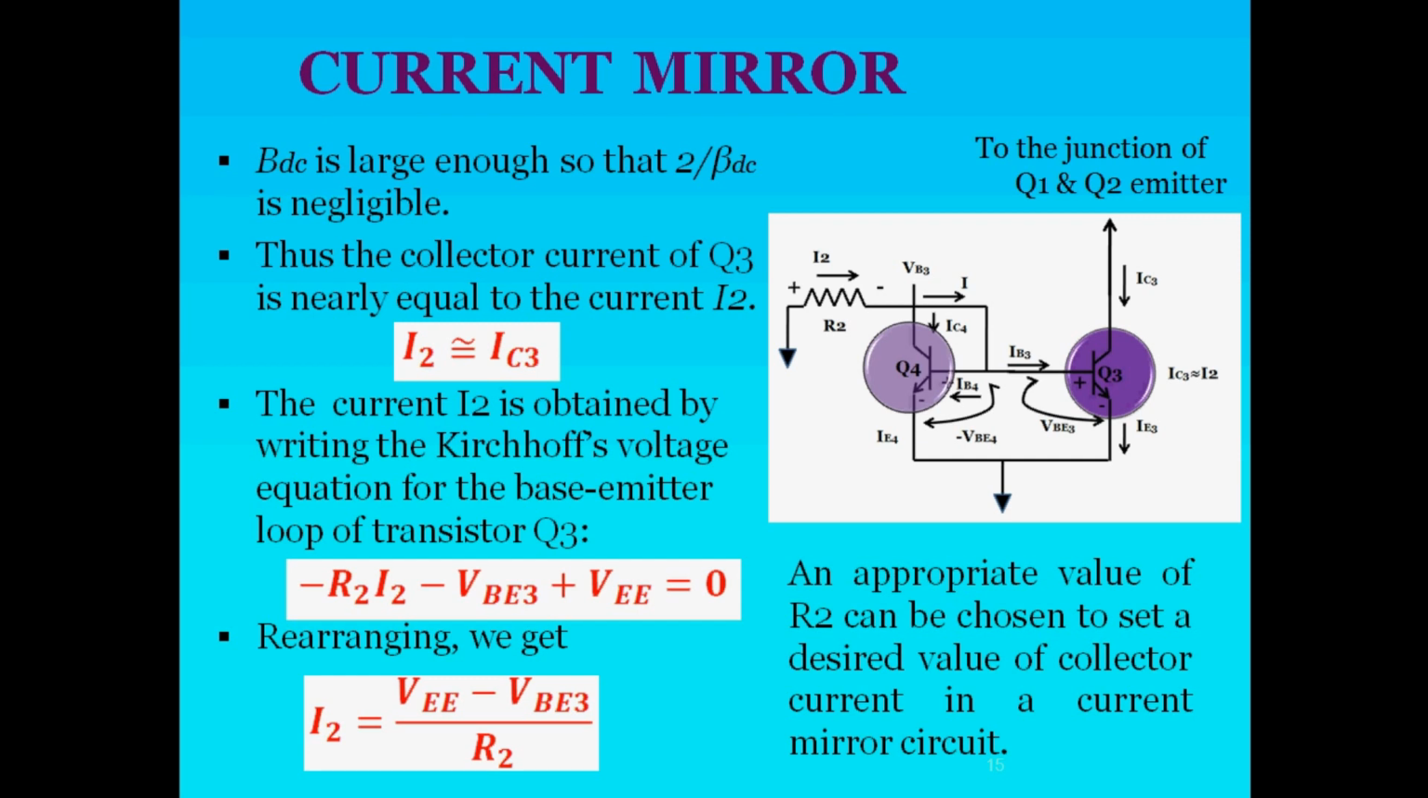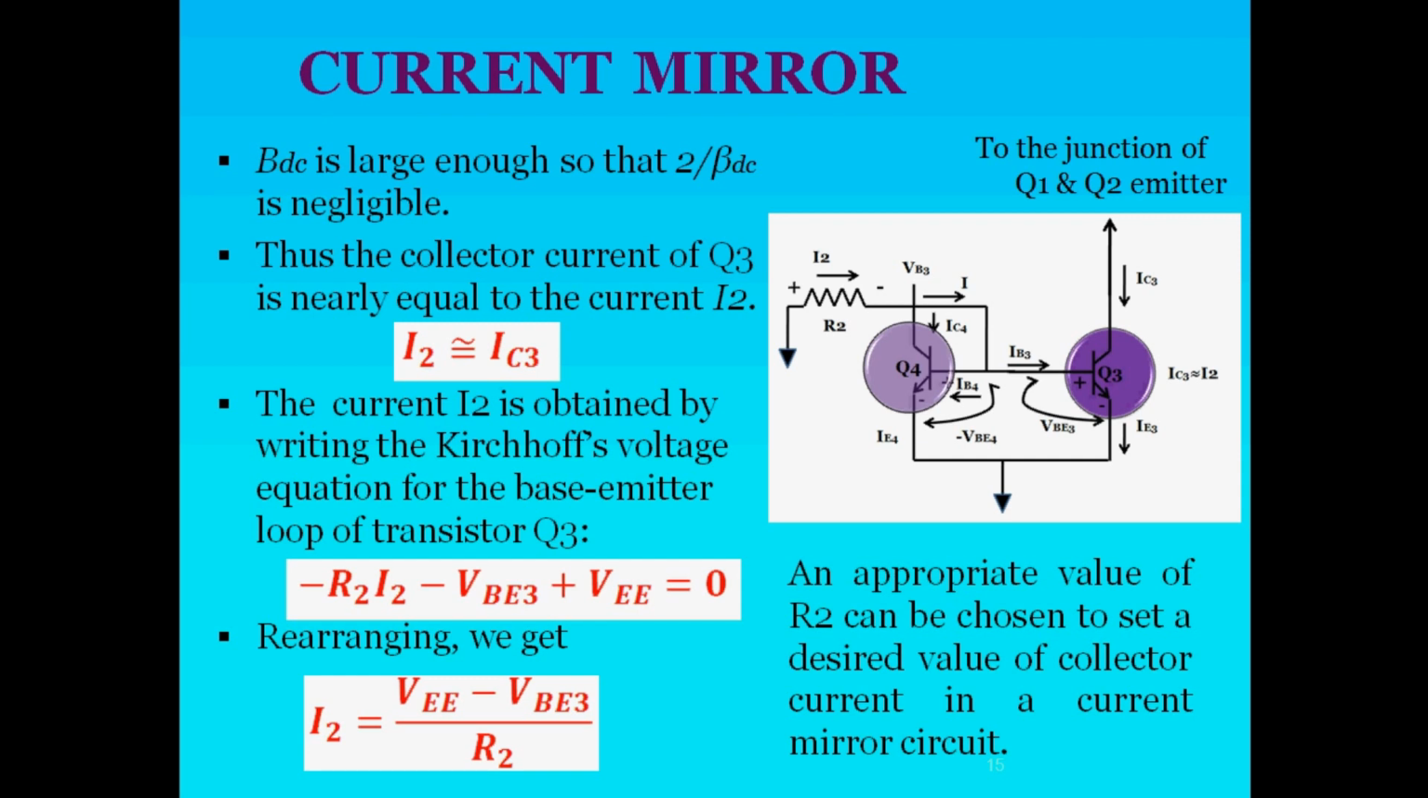Now writing KVL for this loop, the base emitter loop. This is the base emitter loop of transistor Q3. Now writing for this, we can write minus I2 into R2, minus VBE3, this is VBE3, plus VE is equal to 0. This is the loop starting from this to this. Here this is minus VE.